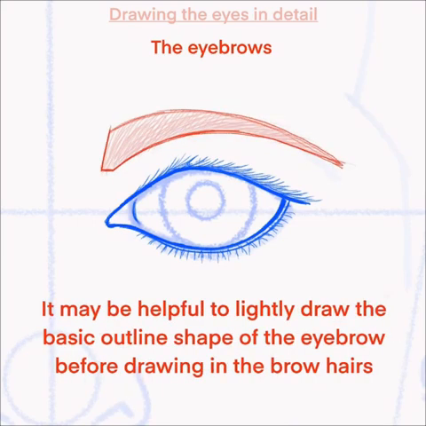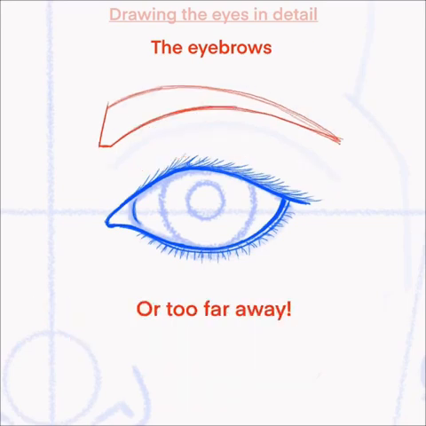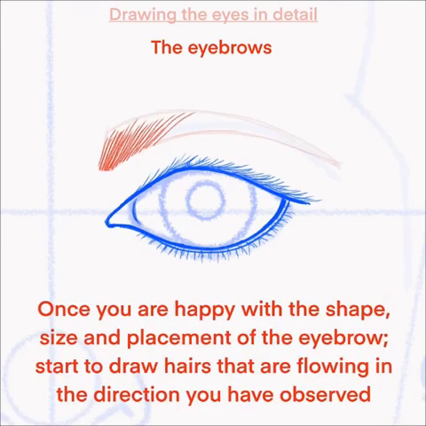It may be helpful to lightly draw the basic outline shape of the eyebrow before drawing in the brow hairs. At this stage, be careful not to place the eyebrow too close to the eye or too far away. Once you are happy with the shape, size and placement of the eyebrow, start to draw hairs that are flowing in the direction you have observed.